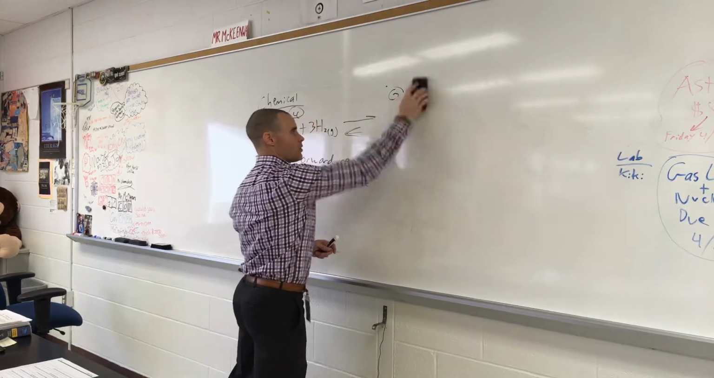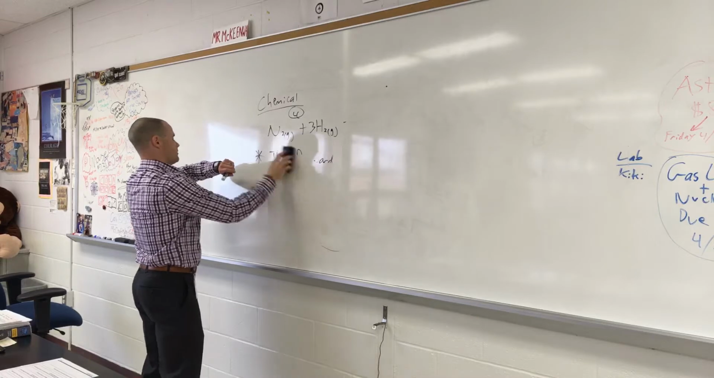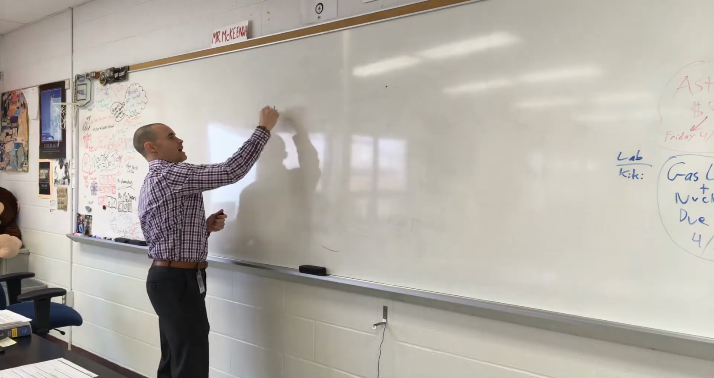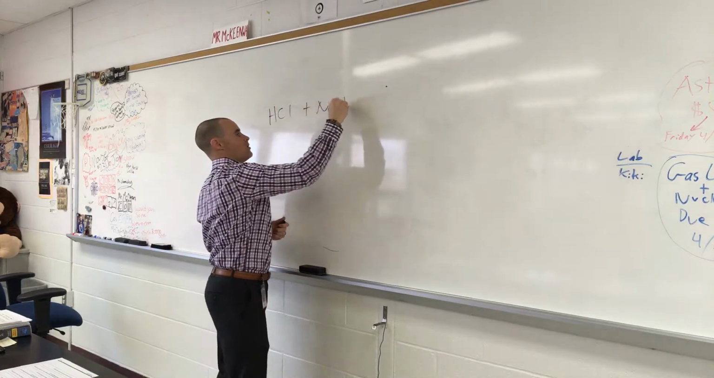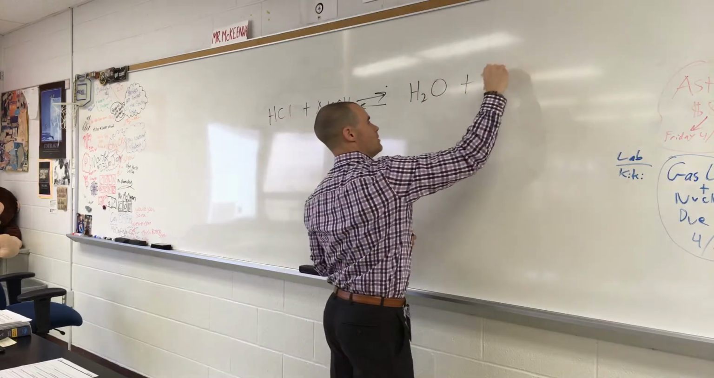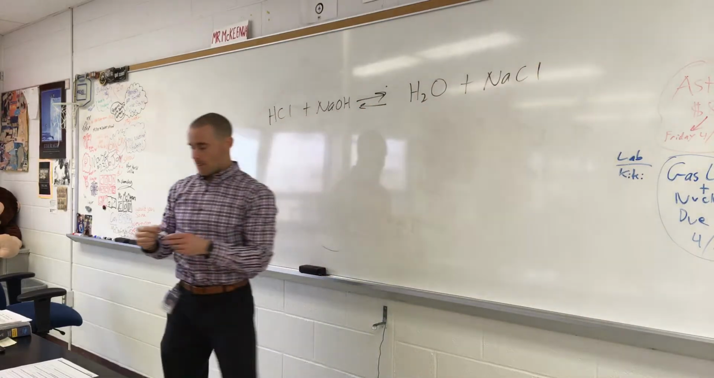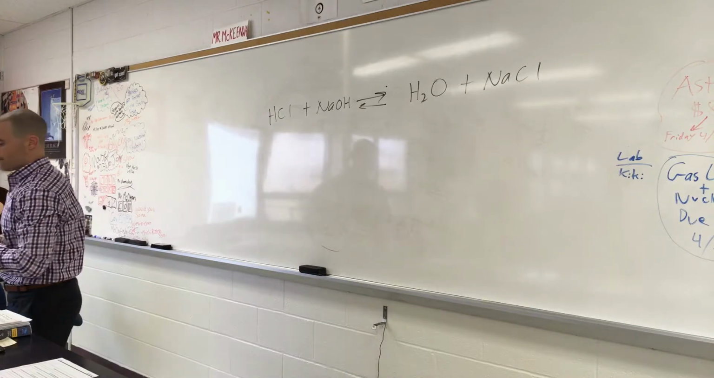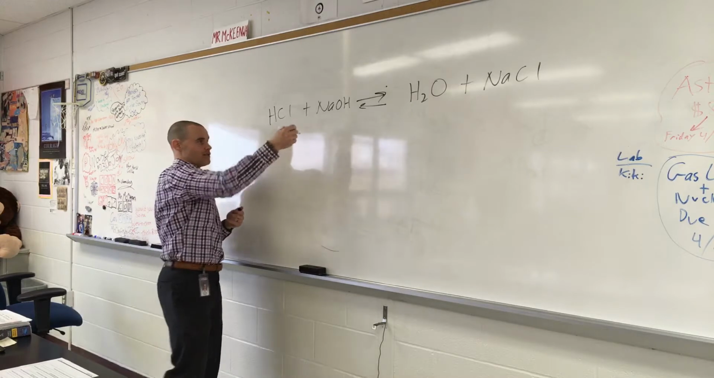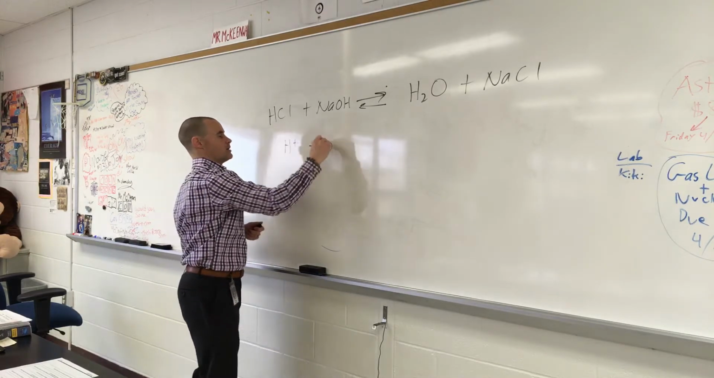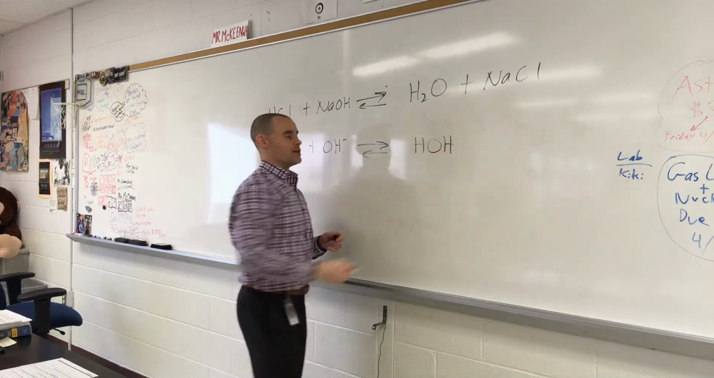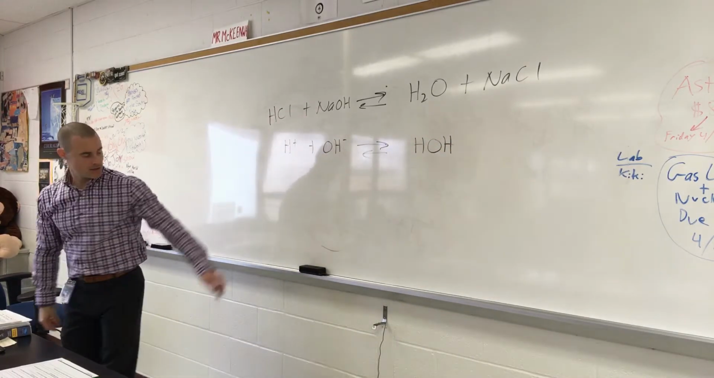Let's write it down first, then we'll go back. So, here's the reaction I have in the back. HCl plus NaOH yields H2O plus NaCl. That's the reaction I have in the back. Really, the overall reaction of this is actually H+ plus OH- yields H2O, which is HOH. Go ahead and write both of those down.